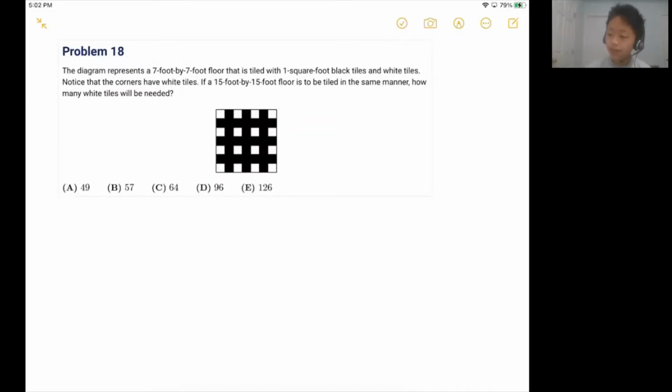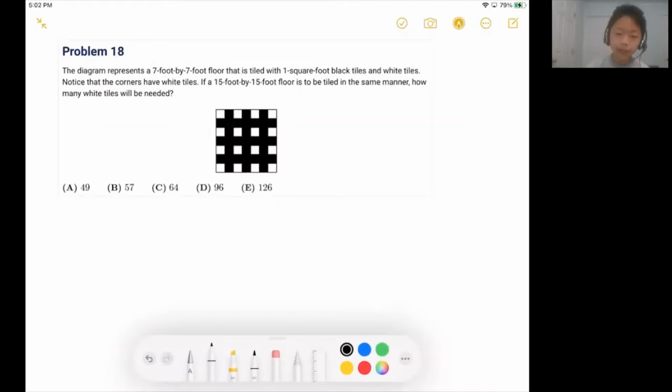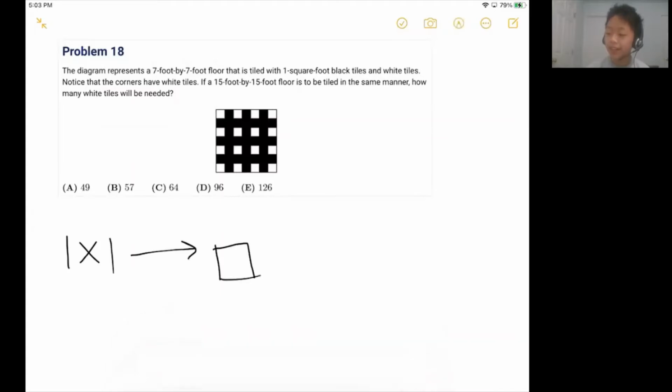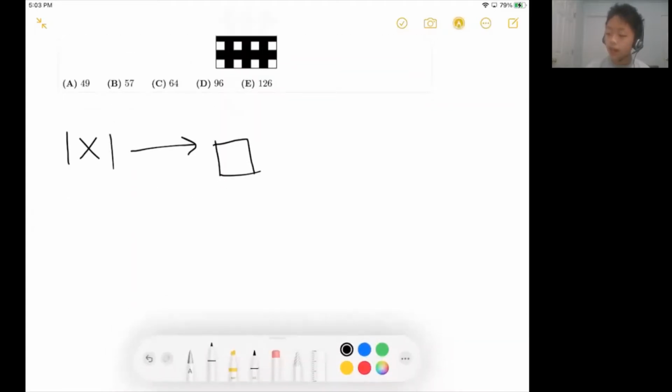So in this case, we're given 7 foot by 7 foot. Maybe a 7 by 7 is too complicated. How about we take a look at a 1 foot by 1 foot floor? Well, that's not very interesting. It would just look something like this with one white square. So let's take a look at a 3 by 3 floor.